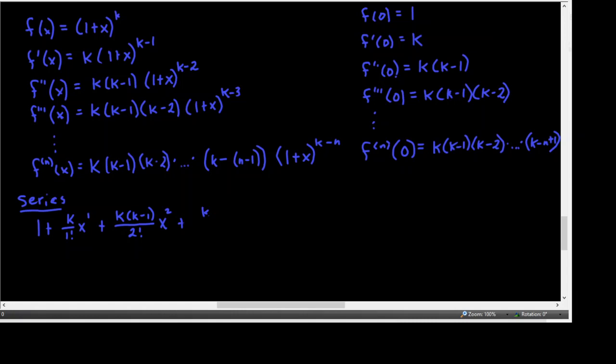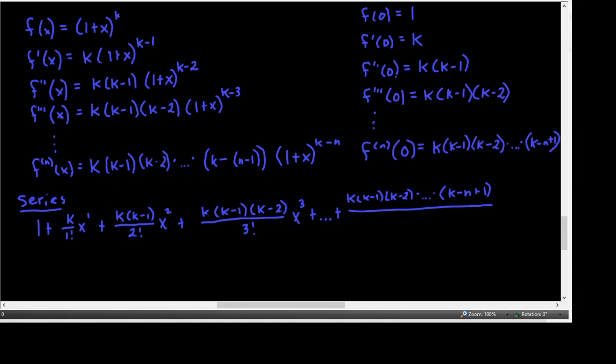plus k times k minus 1 times k minus 2 over 3 factorial x cubed plus dot dot dot plus k times k minus 1 times k minus 2 times dot dot dot times k minus n plus 1, all over n factorial times x to the nth, plus dot dot dot. Please make sure you add that plus dot dot dot, which makes it a series. Otherwise, it's a polynomial.